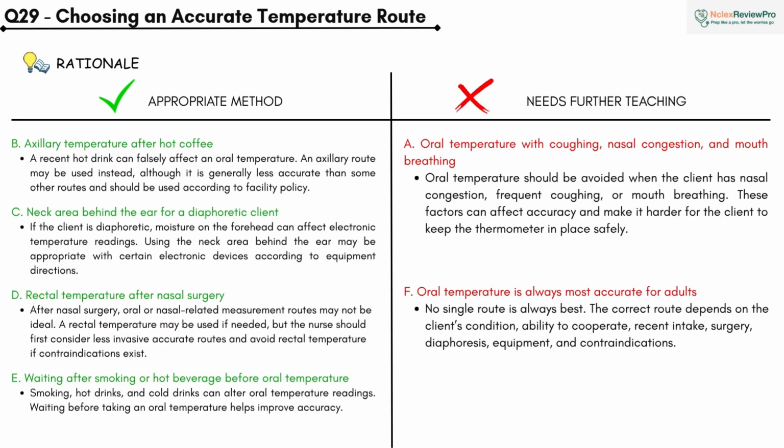For option F, saying that oral temperature is always the most accurate route for adults needs further teaching. No single temperature route is always best. The correct route depends on the client's condition, ability to cooperate, recent intake, surgery, diaphoresis, equipment, and contraindications.